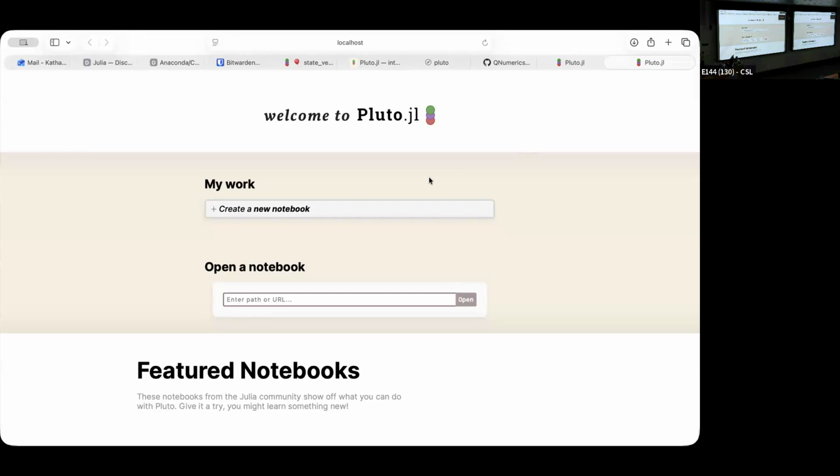Oh, hey, what's up? So I did open the browser, but did you say something about Zulip? Yeah, so the URL of the notebook is in Zulip. It's statevector.jl, the URL that ends with that.